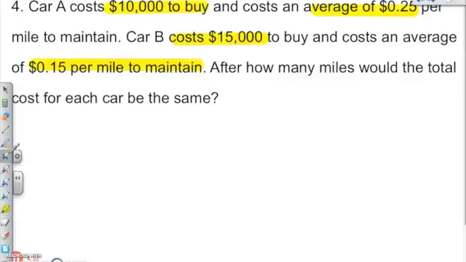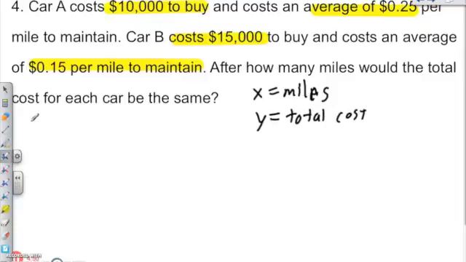So again, I want to start out by defining my variables. I'm going to let x equal the number of miles that we are driving in each vehicle, and I'm going to let y represent the total cost. So I need to look at two different situations. I need to look at car A, and I need to look at car B.